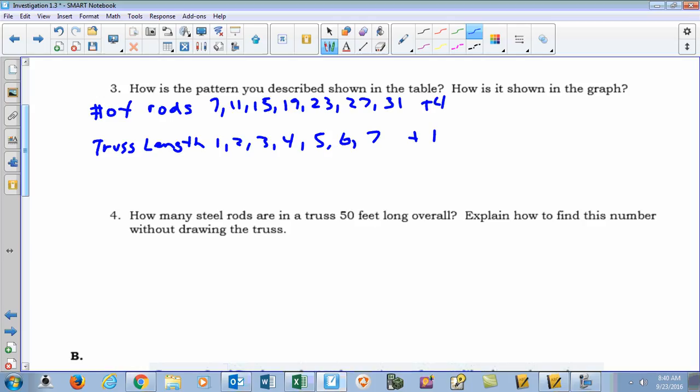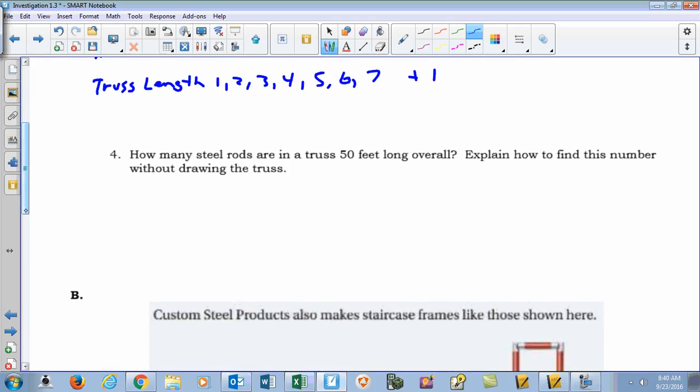All right, so here's where we're going to put it all together. You don't have a 50-foot truss, do you? So here's how you're going to have to figure this out. How many steel rods are going to be in a 50-foot truss? Explain how to find this number without drawing the truss. So they don't want you to draw a 50-footer. They showed you a 7-foot truss had 27 rods, right? So now you got to figure out 50. So we got to try to see if we can find that pattern.